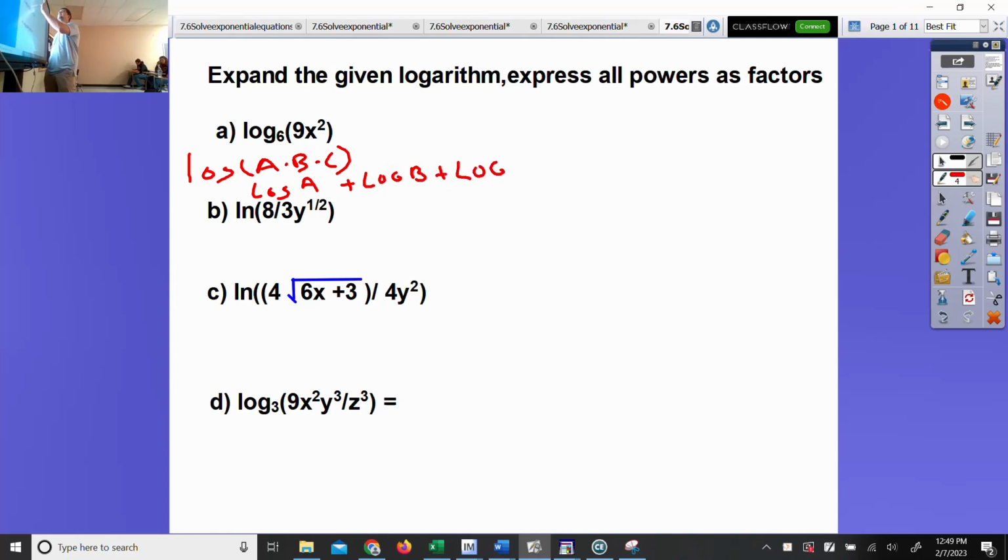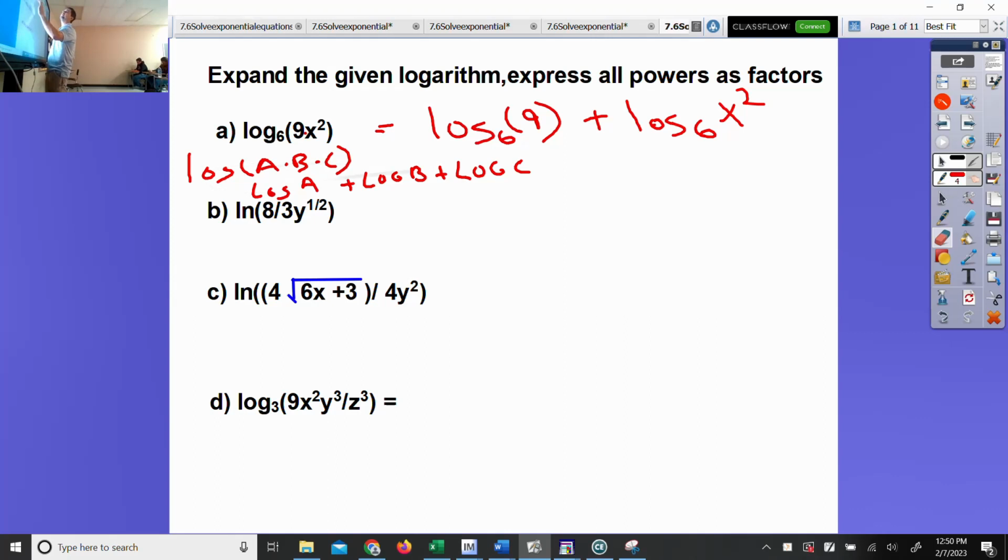Now this one that you're given, log base 6 of 9x squared, has how many pieces? 2, 9 times x squared. So when you break it apart, how many distinct logarithms will you have? 2. You have a log base 6 containing a 9. You're going to add in a log base 6 containing an x squared. It's called expansion.